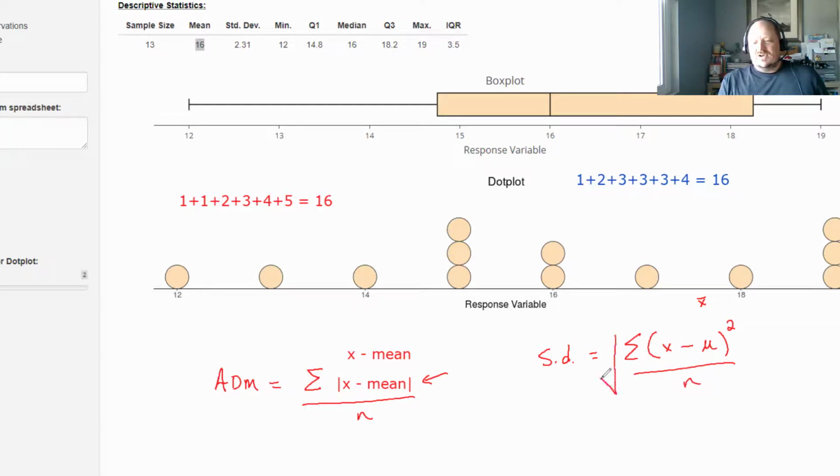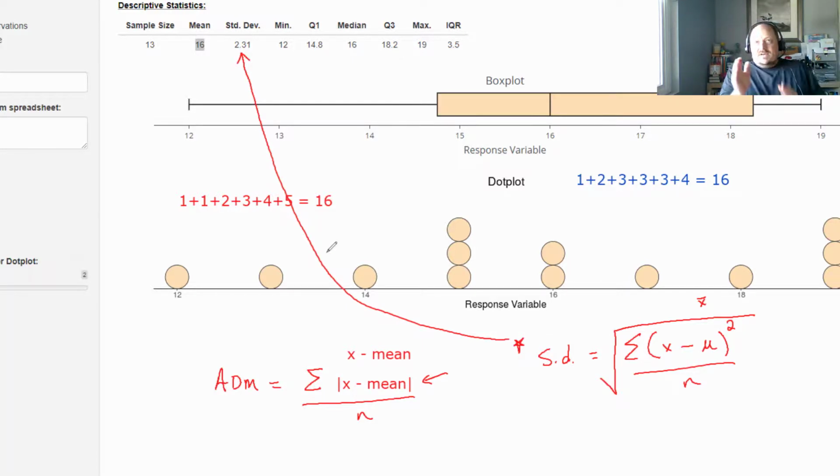And to finish it off, to get it back to what we started with, because if you square something, now instead of inches, we have square inches. So we need to take the square root to get it back. So as I said, this formula for standard deviation is a little bit more challenging, but we can see it does calculate using the web apps. Right there, the standard deviation is 2.31.